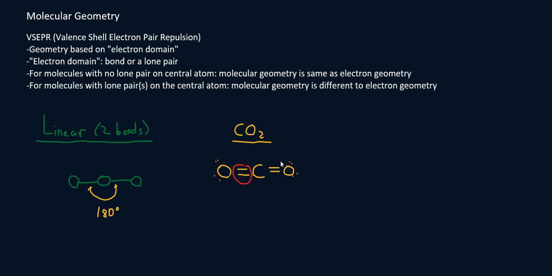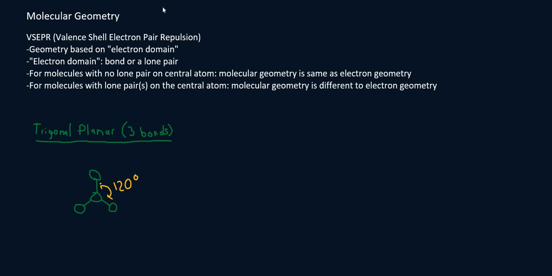So this would be one domain, and this would be one domain. So we have a total of two domains, no lone pairs on the central atom, which means we have a linear structure with that 180 degree bond angle for CO2.